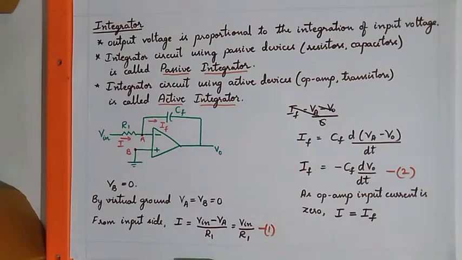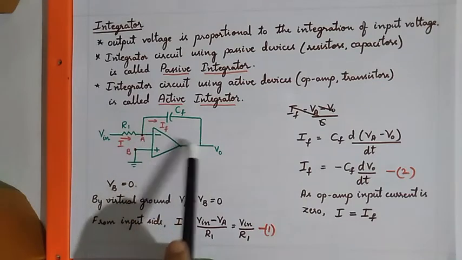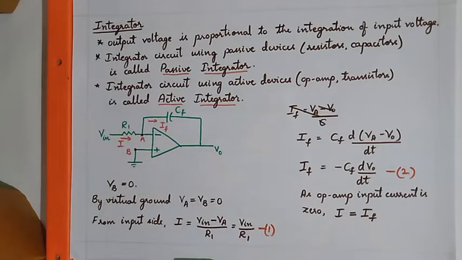Wherein in the feedback, we have the capacitor connected instead of the resistor. The input signal is applied to the inverting terminal of the Opamp through the resistor R1, and the non-inverting terminal is connected to ground. Since the non-inverting terminal is connected to ground, the voltage at node B is equal to 0. By the concept of virtual ground, both the input terminals are always at the same potential, hence VA equal to VB equal to 0.